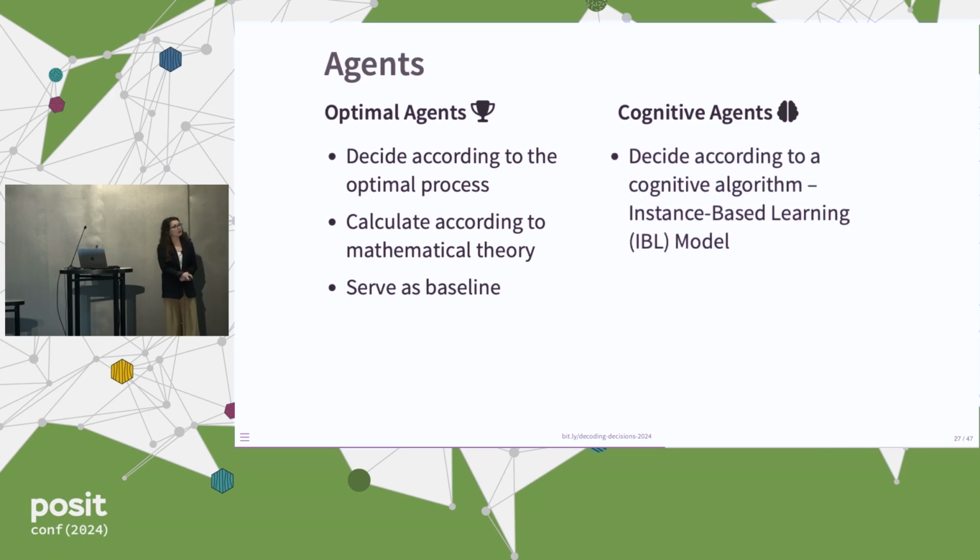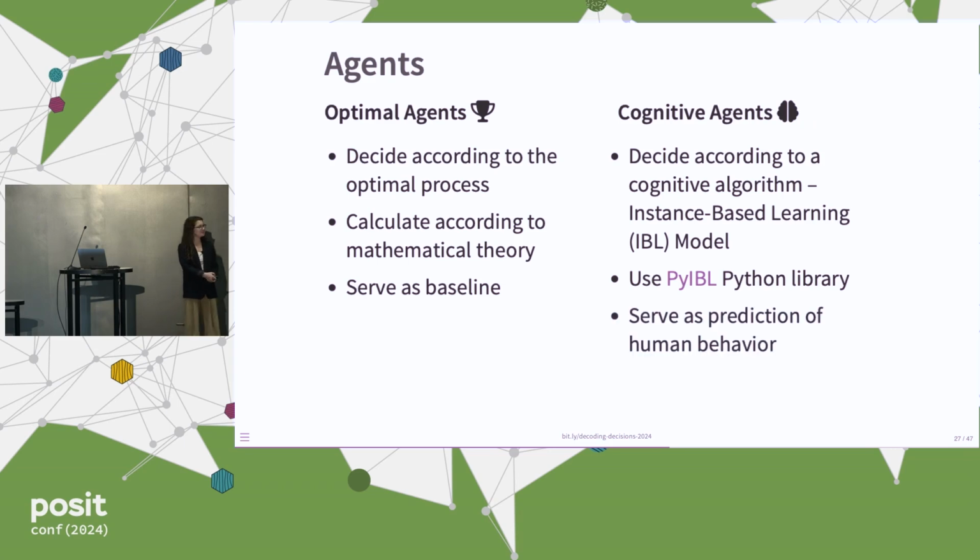I also have cognitive agents, which decide according to what's called a cognitive algorithm. You can think of it as a machine learning algorithm that's based in psychology research, based in what we know about the human mind. I use in particular an instance-based learning model. I'll explain a little bit more about what that is, but it is a cognitive model. For this, I use a Pibble Python library, and I'll be going more into that. And this serves as a prediction of human behavior. This is suboptimal, like many of you, actually all of you are.